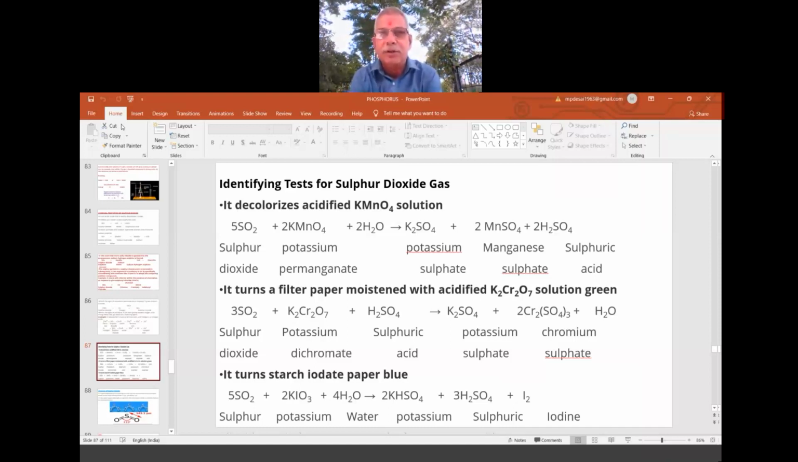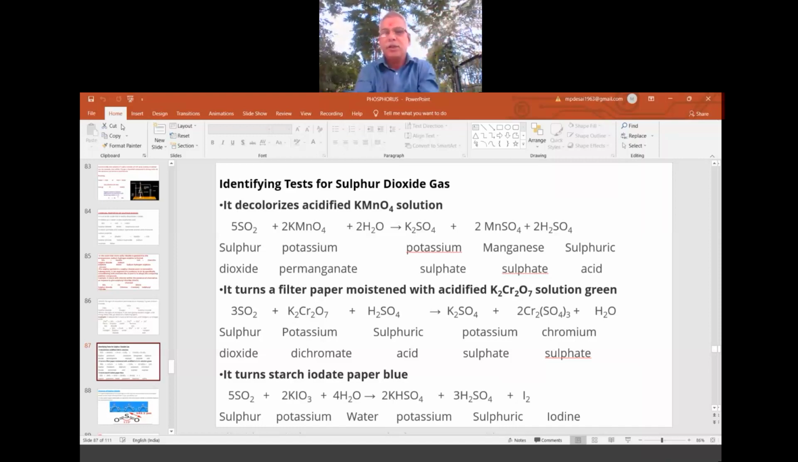Because we are heating certain sulfates in the laboratory in a test tube, the sulfate will give out SO2, and that SO2 we pass on the filter paper which is dipped in acidified potassium dichromate, K2Cr2O7. We bring that wet K2Cr2O7 filter paper near the mouth where SO2 is coming.